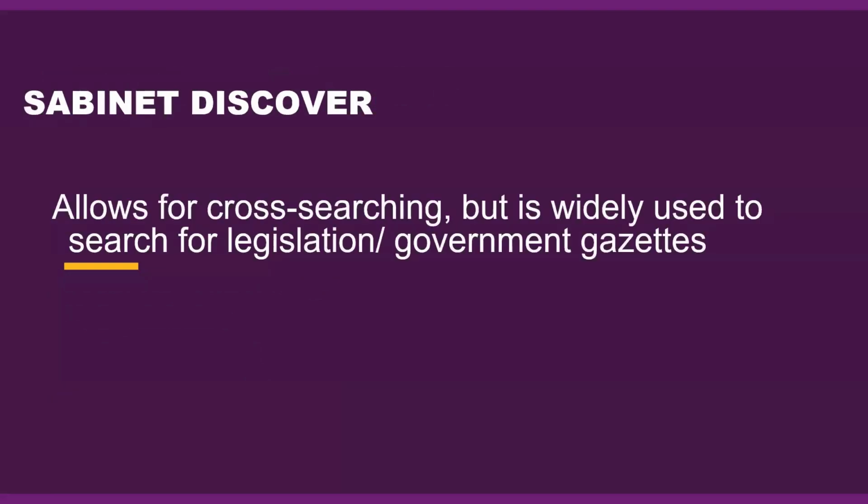Now, we also have Sabinet Discover. Sabinet Discover will allow you to do cross-searching, wherein you can search across journals and all the other sub-databases. But Sabinet Discover you'll mostly use for legislation as well as government gazettes. So that is where you'd go to if you want to include a specific act. Sabinet Discover is your go-to sub-database on the Sabinet databases to use.